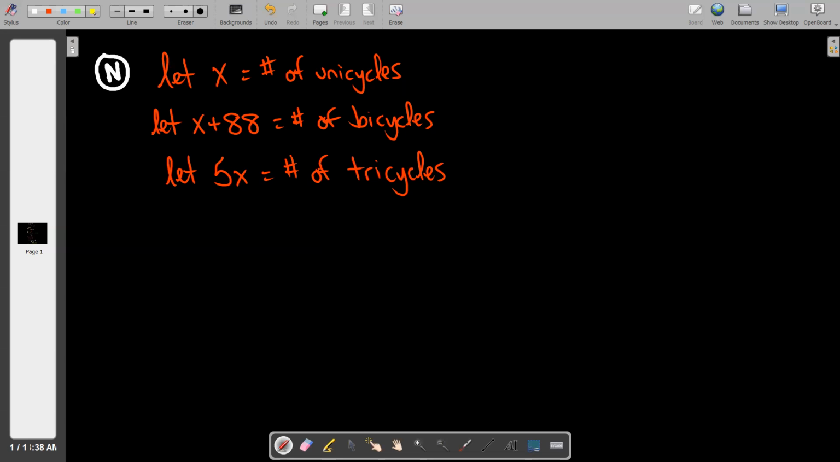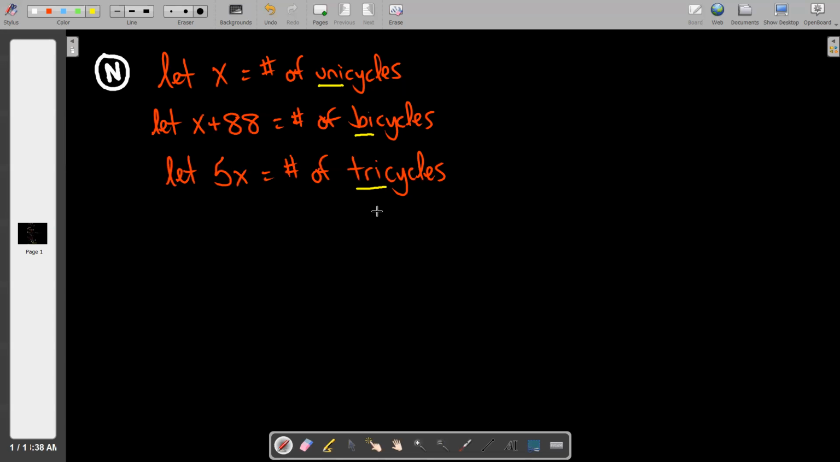Don't you like the, what are those called? Prefix? That's a prefix, right? Look at the prefixes. Uni, bi, and tri. Neat, huh? They're all cycles with different numbers of wheels.